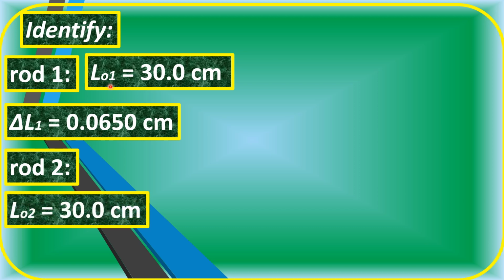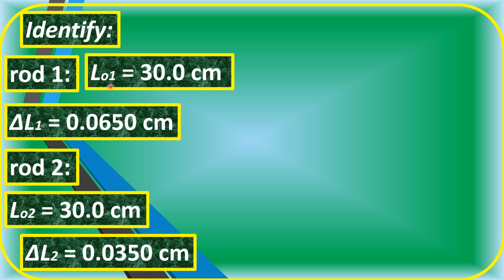Rod 2, on the other hand, which also had an initial length L sub naught 2 equal to 30.0 centimeters and was also heated for the same delta T of 100.0 Celsius degrees, had a length elongation delta L sub 2 equal to 0.0350 centimeters.